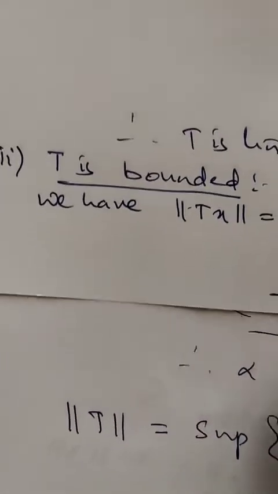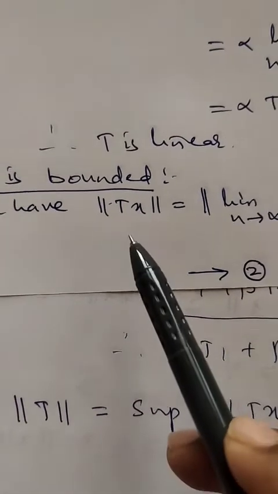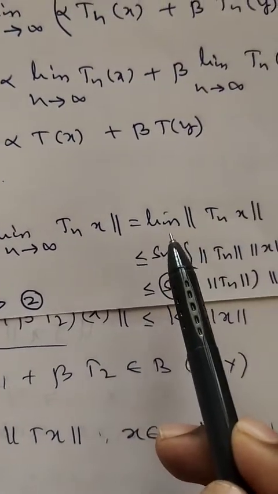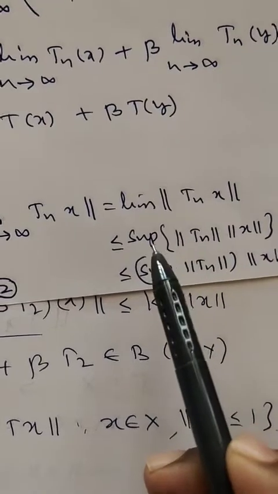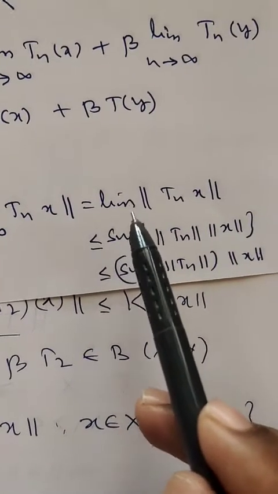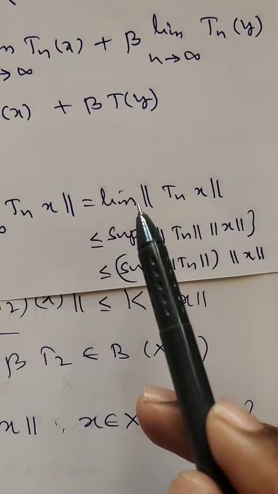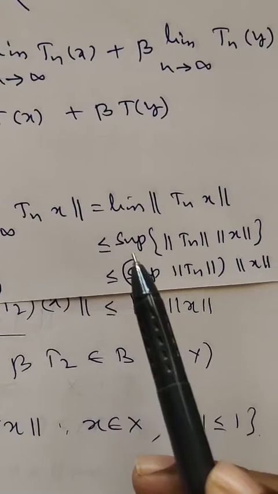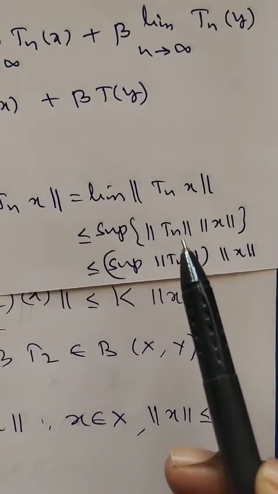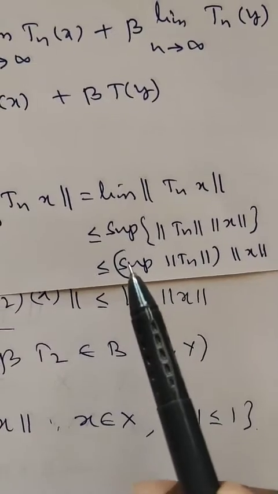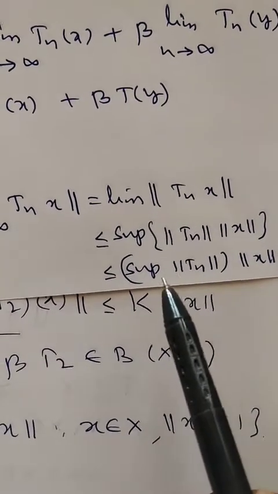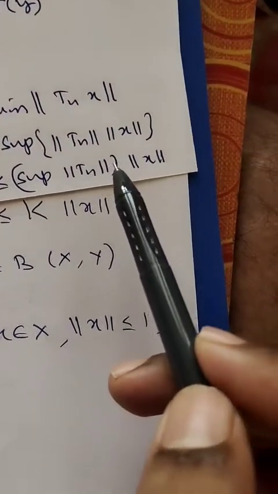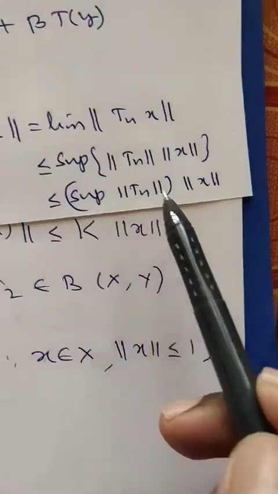Now the second condition is whether T is bounded or continuous. So we have norm of T of x is equal to norm of limit n tends to infinity Tn of x, that's equal to limit of norm of Tn of x, less than or equal to. So I can replace the limit by the supremum. Definitely this limiting value is less than or equal to the supremum value. So less than or equal to supremum of norm of Tn into norm of x. The supremum applies for this only because the n term is there here. Less than or equal to supremum of norm of Tn into norm of x.